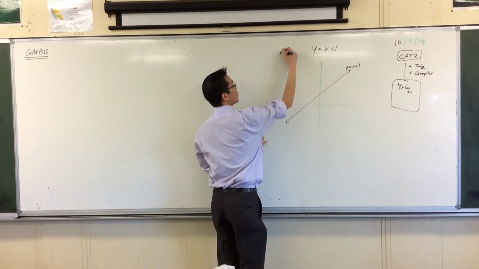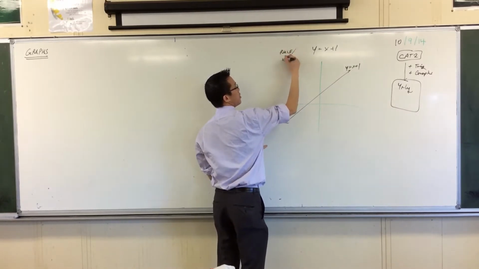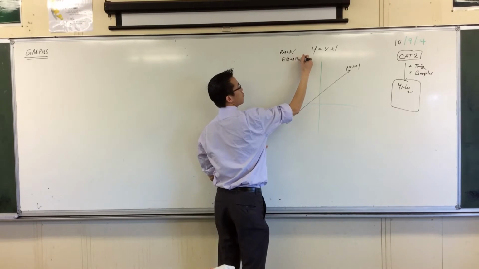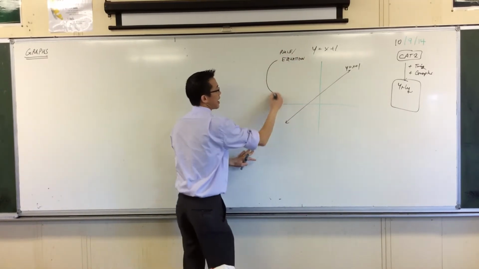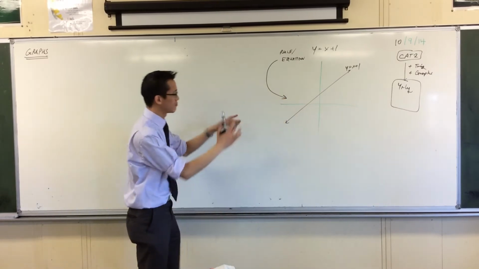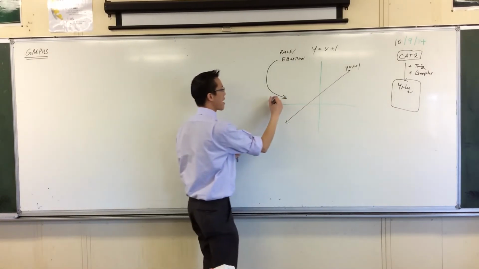So, and this is actually worth writing down, you've got a rule or equation, and this is all algebra stuff, it's algebraic. And it has this equivalent in visual terms. This is the graph.